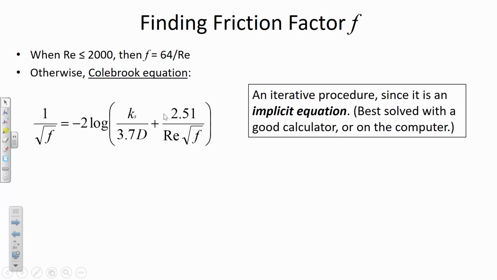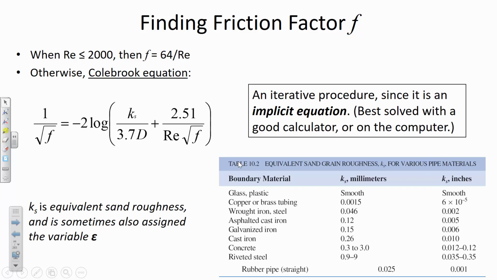It's valid for the entire range of relative roughnesses that you'll see. Remember here that the K sub s value that we're seeing in the equation, depending on the text, sometimes it's labeled as K sub s, sometimes the variable is epsilon, but what it is, is an equivalent sand roughness. They've looked at the average roughness for a certain pipe material, and then they're expressing it in terms of an equivalent sand diameter.